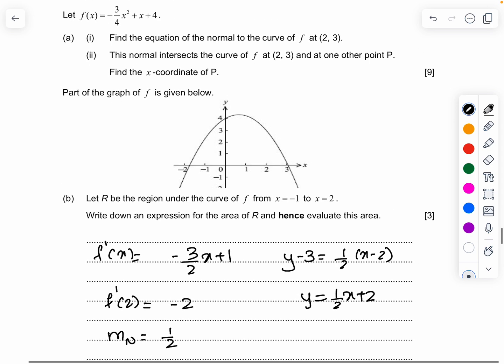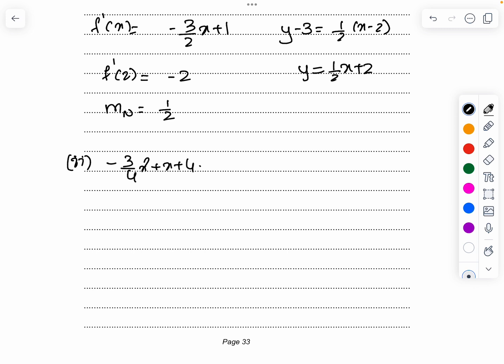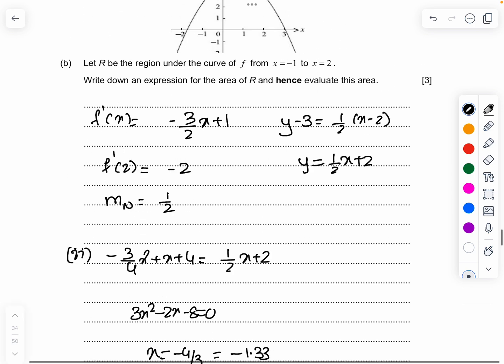Then the normal intersects the curve again. Find the other point. So for part 2, minus 3 upon 4 x square plus x plus 4 should be equal to 1 upon 2 x plus 2. So from here I get a quadratic equal to 0. So x equals negative 4 upon 3, which is minus 1.33.